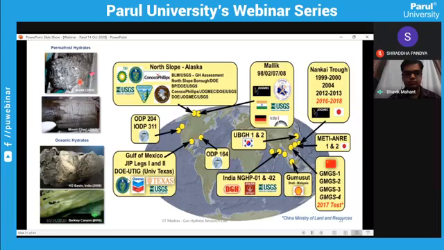I also found pictures of the Malik site. This is how the gas hydrate from Malik looks like. Then this is for Mount Elbert in 2007, and it is also how it looks like. And this is the KG basin, Krishna Godavari basin, India. Here in India you find ONGC, USGS, and DGH. They started the NGHP 1 and 2 programs.